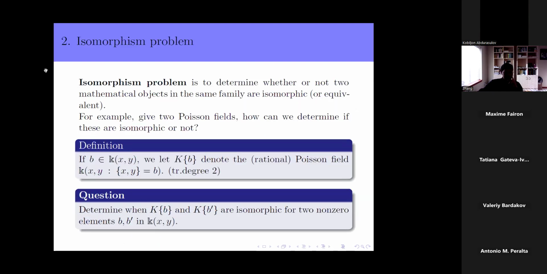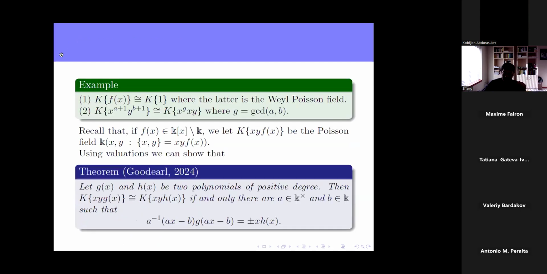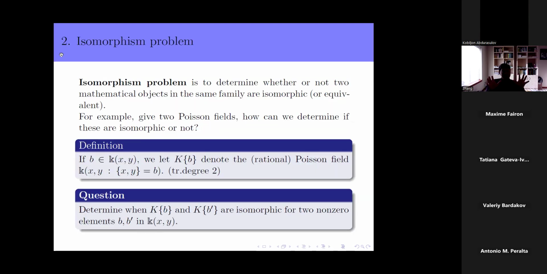Great. So let me mention quickly the isomorphism problem. The isomorphism problem is a very general problem in mathematics, which is determining whether two objects in the same family are isomorphic or equivalent. Remember at the beginning of the talk, I said for the Weyl skew field and the q-skew field, it's not even clear why these two are not isomorphic. So this is an isomorphism problem. And by Artin's computation, they have a different number of valuations, so we know they are non-isomorphic.